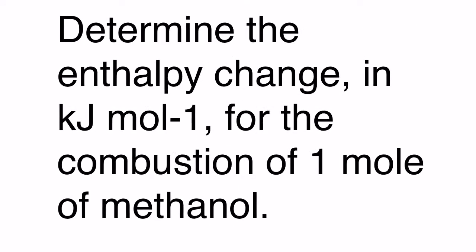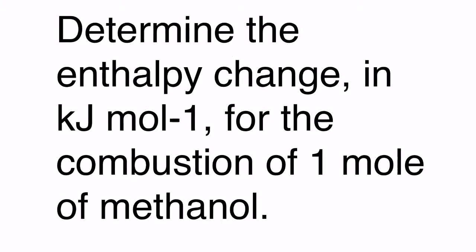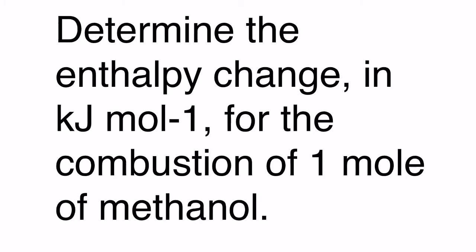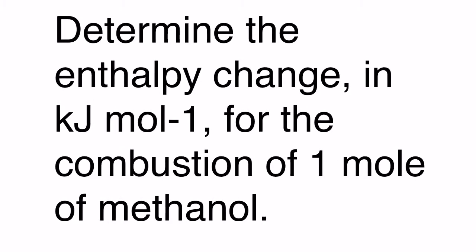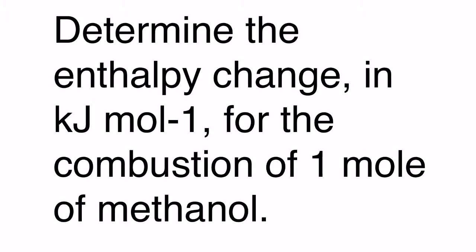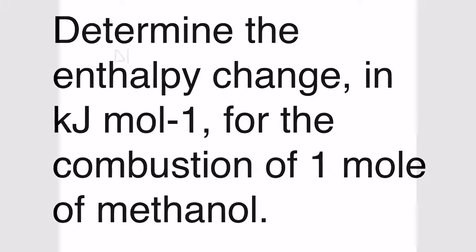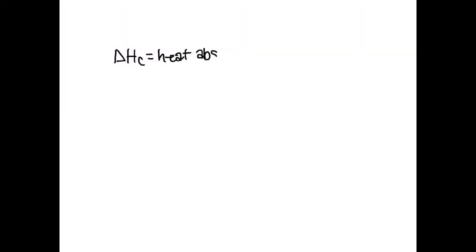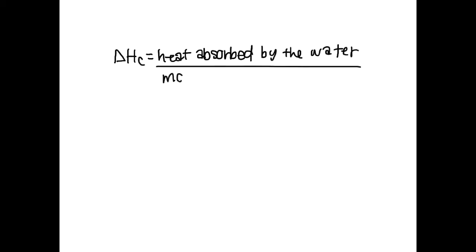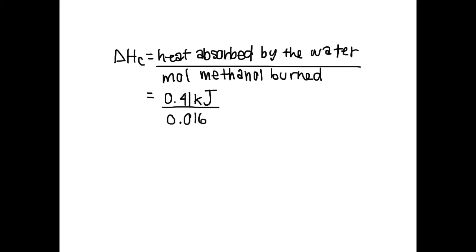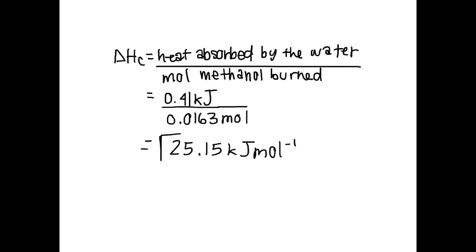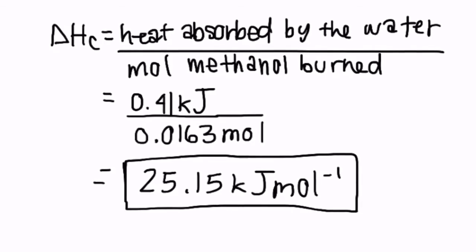The fourth question is, determine the enthalpy change in kilojoule moles to the -1 power for the combustion of 1 mole of methanol. To find the enthalpy change, we divide heat absorbed by the water by the moles of methanol burned. The number for heat absorbed by the water was found in the last question, and the moles of methanol burned was found in the second question. So it would be 0.41 kilojoules divided by 0.0163 moles, which would equal 25.15 kilojoule moles to the -1 power.